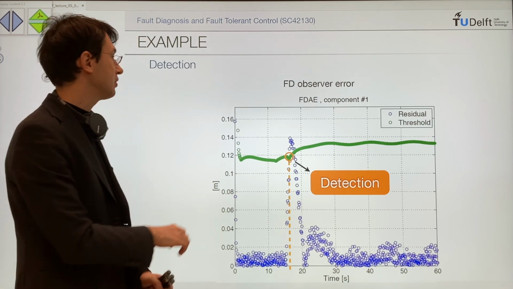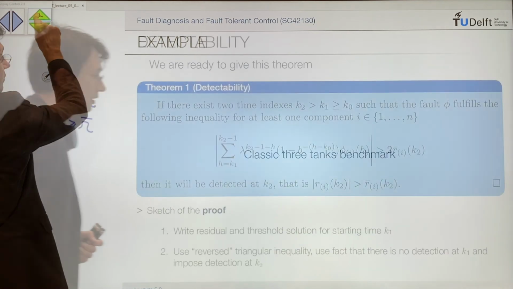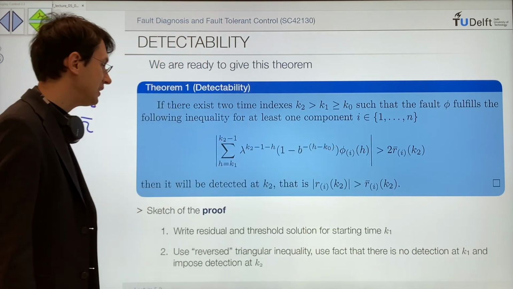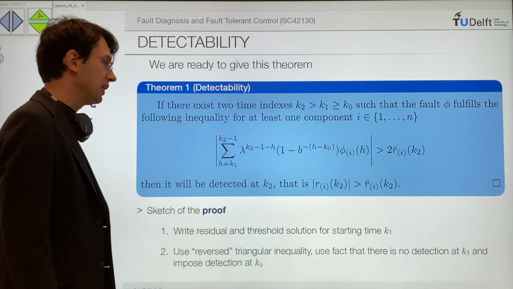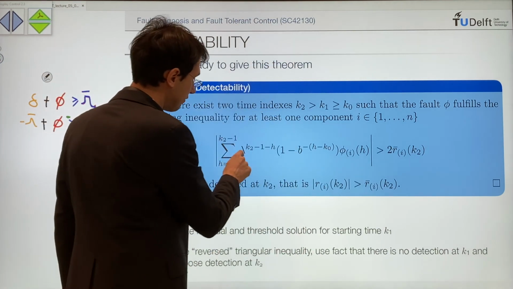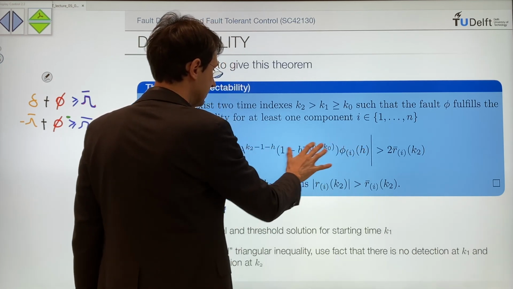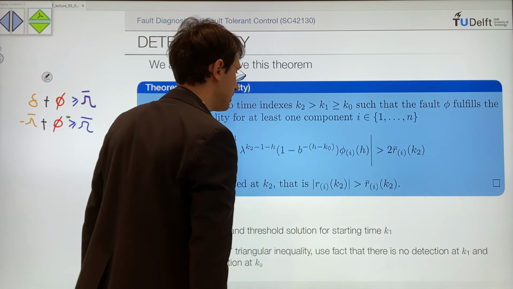And this is captured by the detectability theorem, actually. So here you have the filtered version of the fault. You need that to be able to cross the threshold. So the observer again has an importance here. It is affecting whether this is going to be able to cross the threshold or not.